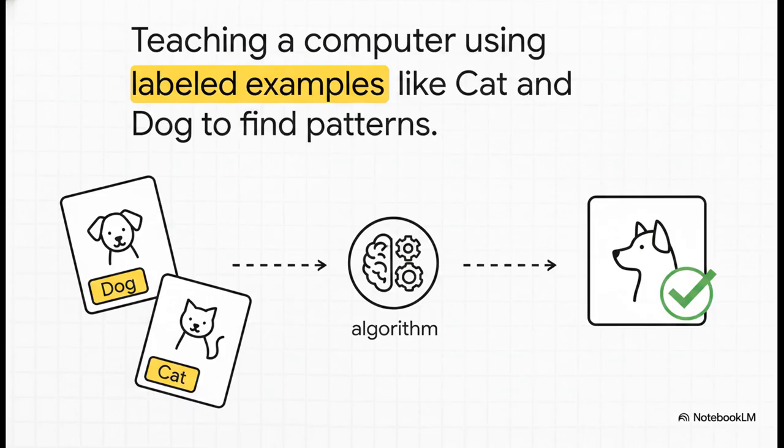If you show a toddler a picture and say, cat, and then show another picture and say, dog, you are providing labeled examples. Now, if you do this with a computer, feeding it millions of photos clearly labeled cat or dog, the algorithm eventually picks up on the visual patterns to identify totally new photos entirely on its own. It's basically a giant game of pattern recognition.